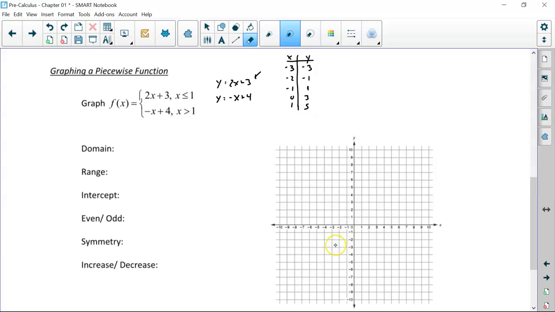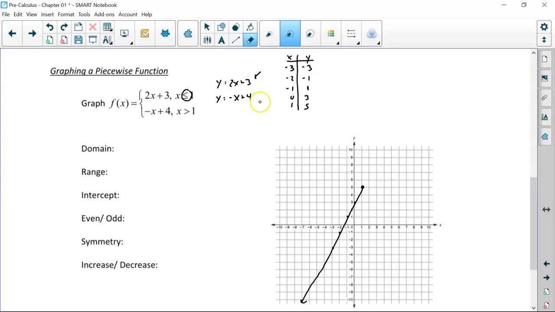So I'm going to plot those points. I'm at negative 3, negative 3; negative 2, negative 1; negative 1, 1; 0, 3; 1, 5. Now, for that last point, because it's less than or equal to, I'm going to use a solid dot at that point. And now I'm going to draw, knowing that it's the same function for that entire left-hand side. So you can see it has a y-intercept at 0, 3, and the slope is 2.